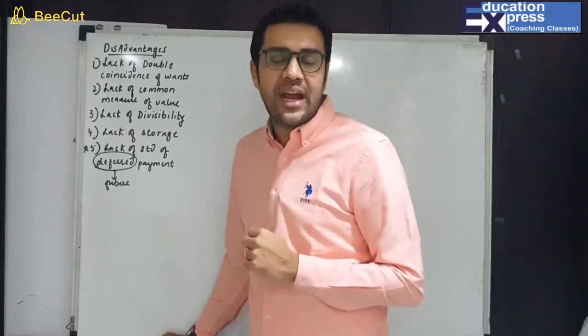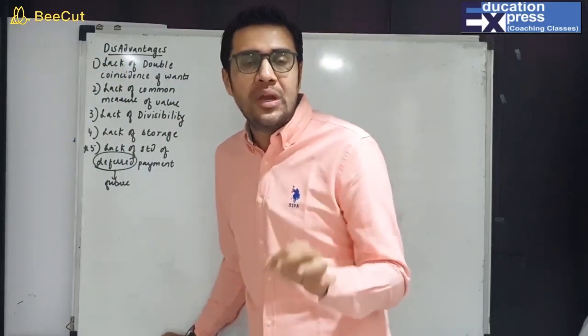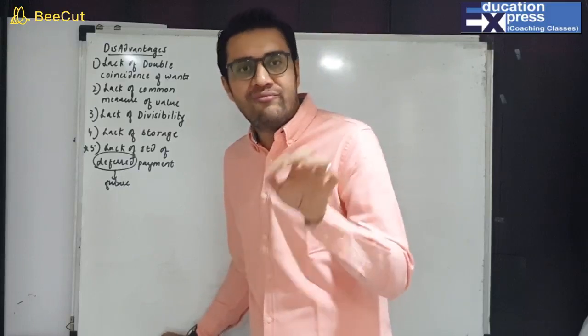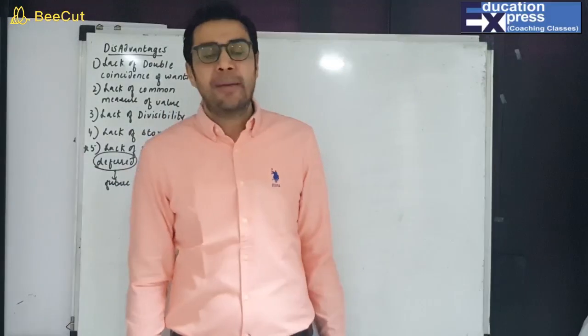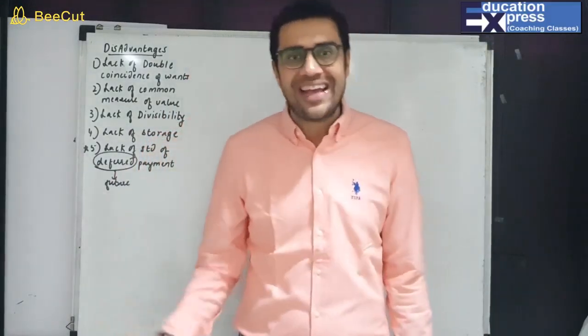So what is the meaning you will write? Simultaneous mutual fulfillment of wants of both the buyer and the seller is called double coincidence of wants, and then you write an example.